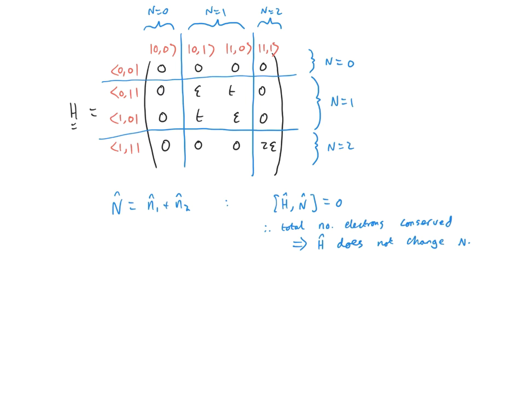Indeed, because there's only one state with n equals 0, that's a unique state, and so the basis state must be the eigenstate. Likewise for n equals 2. However, for n equals 1, there are two states, and they can get mixed up under application of the Hamiltonian, and that's what we see explicitly. The block diagonal structure of the Hamiltonian is very important because it means that we can diagonalize the Hamiltonian separately in each of these conserved quantum number blocks.